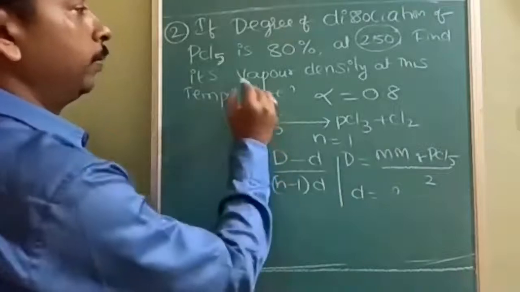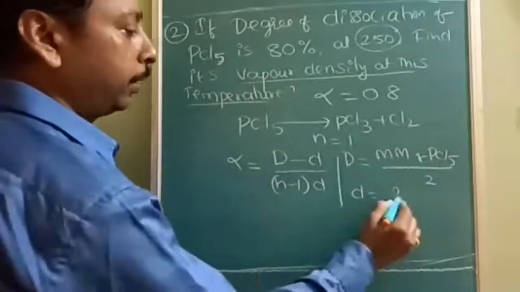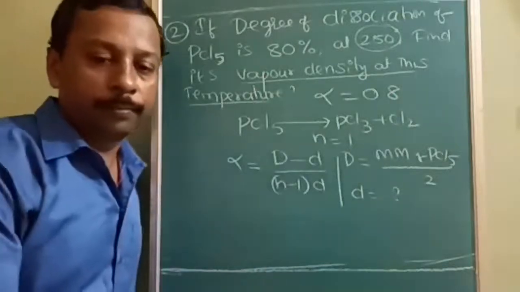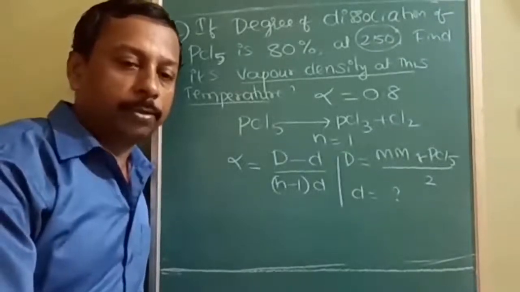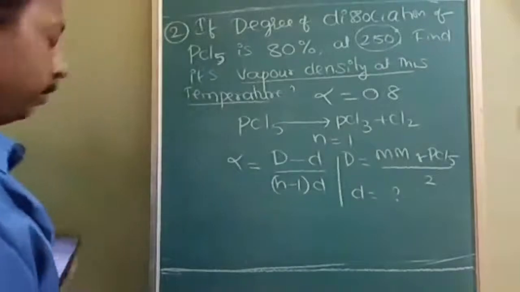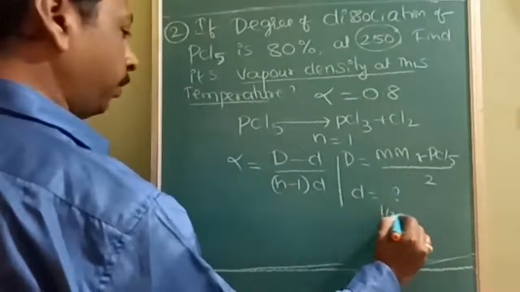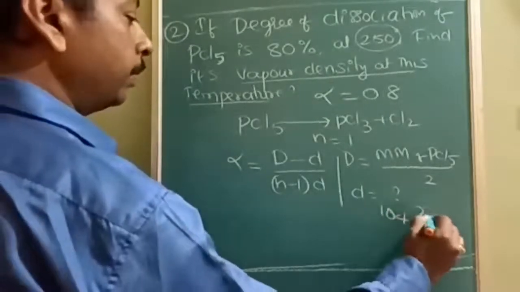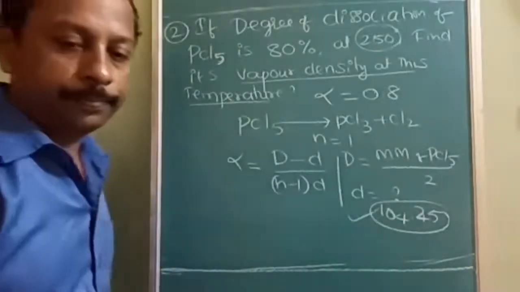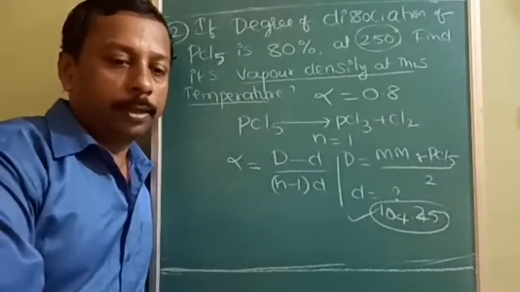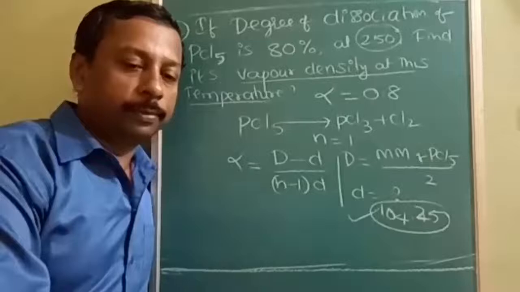So vapor density at this temperature, that means if it is asked after dissociating, you have to find out the vapor density of the mixture. If you properly substitute and simplify, your vapor density is going to be 104.25. That should be the answer. Is it clear? Any doubt in any step? Simple one step, one formula question.